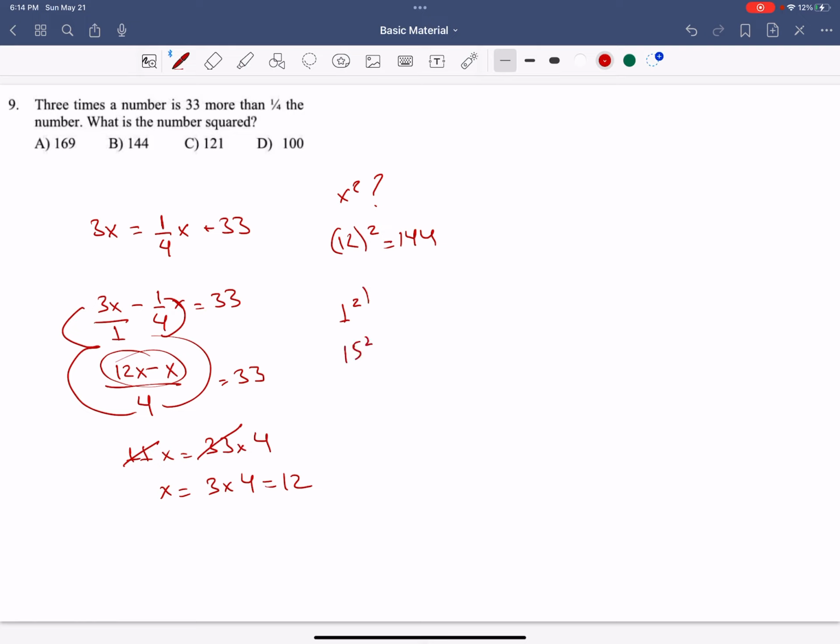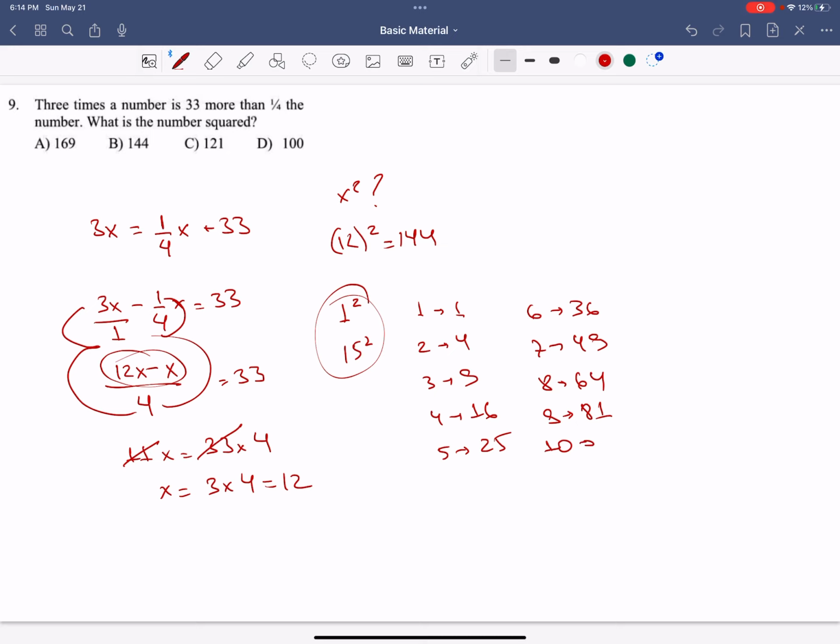Okay? 1 squared, 1, 2 squared, 4, 3 squared, 9, 4 squared, 16, 5 squared, 25, 6 squared, 36, 7 squared, 49, 8 squared, 64, 9 squared, 81, 10 squared, 100, 11 squared, 121, 12 squared, 144, 13 squared, 169, 14 squared, 196. Okay? 15 squared, 225.